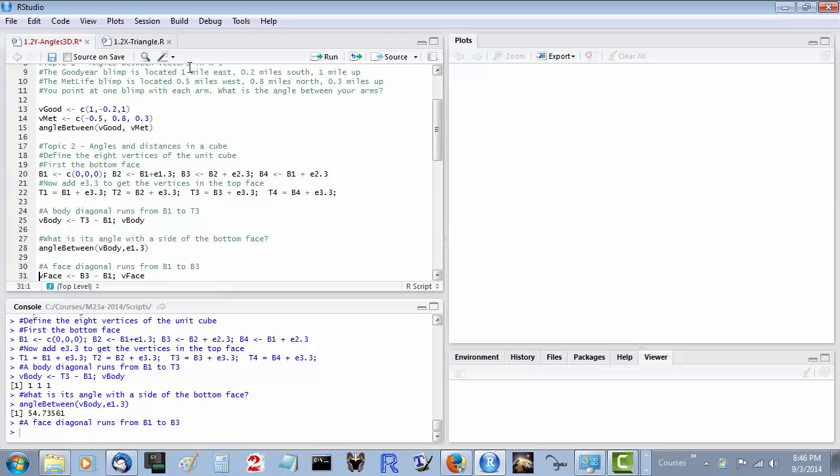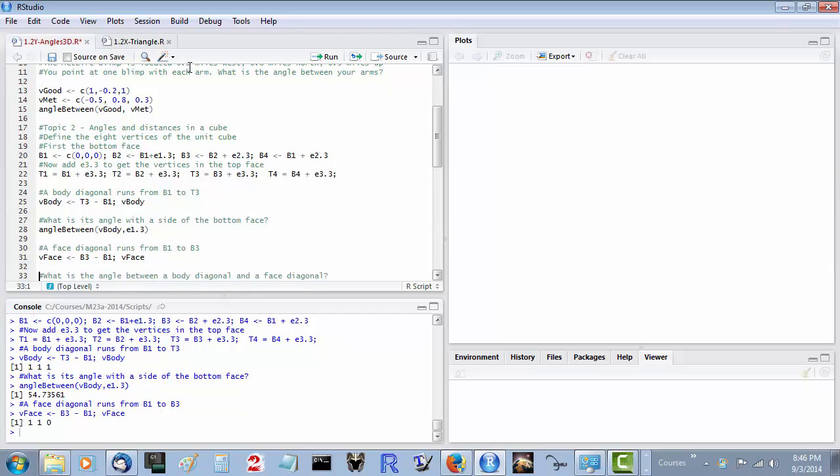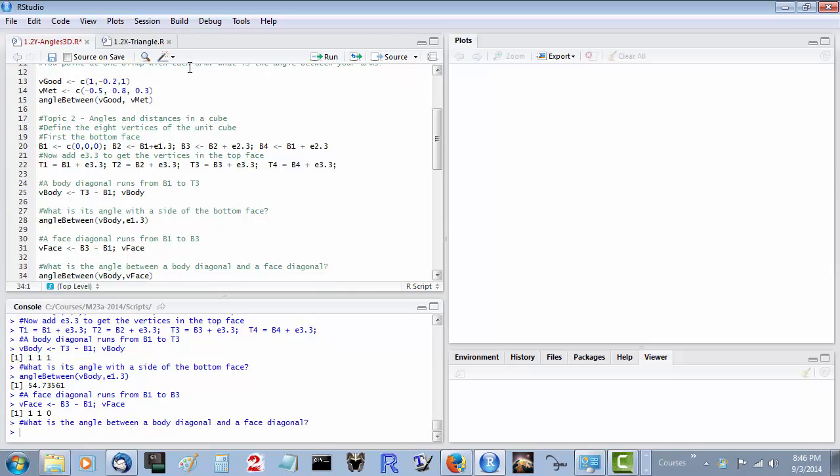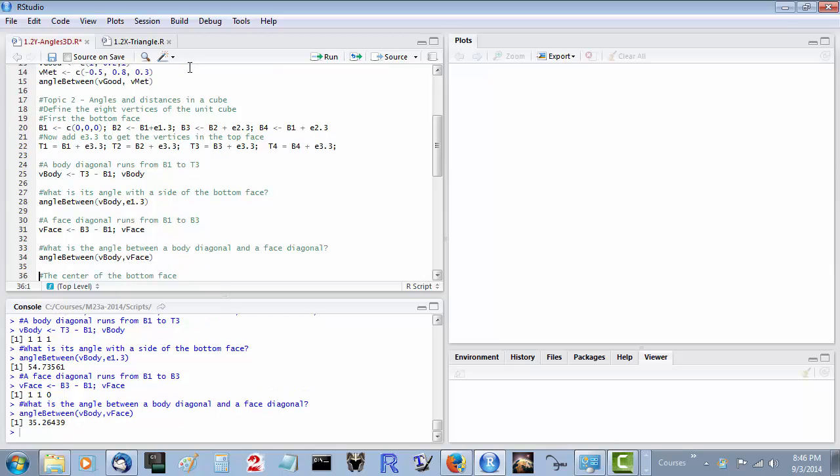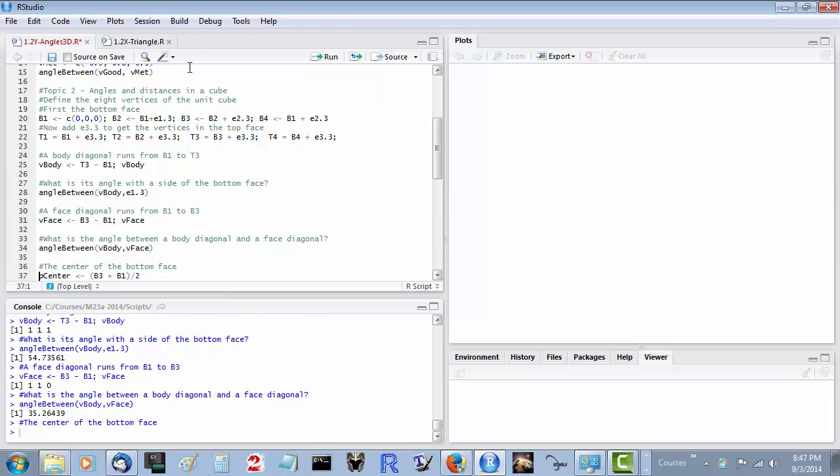Another sort of diagonal on a cube is the so-called face diagonal. One representative face diagonal runs from the vertices I've called B1 and B3 in the bottom face. I just subtract them to get a vector that runs along this face diagonal. And if I want to know the angle between a body diagonal and a face diagonal, we've got the function that does the job.